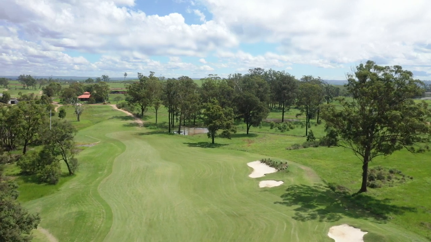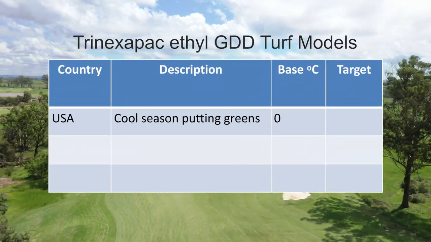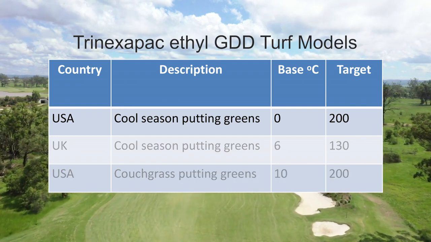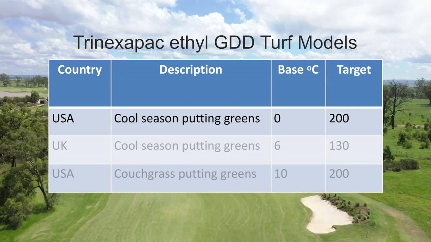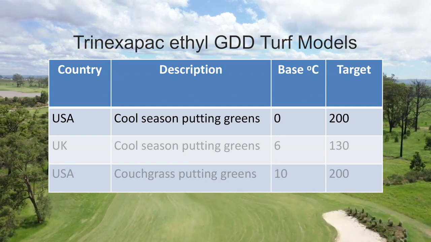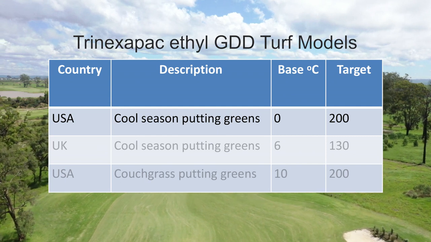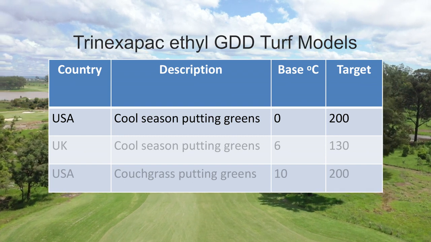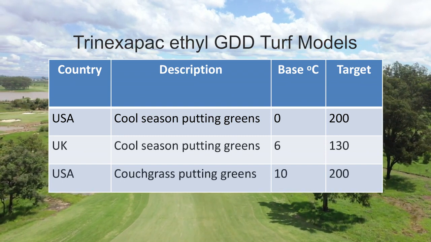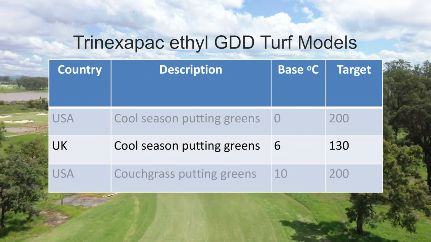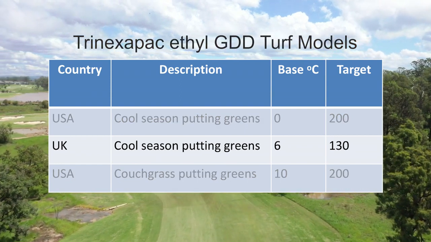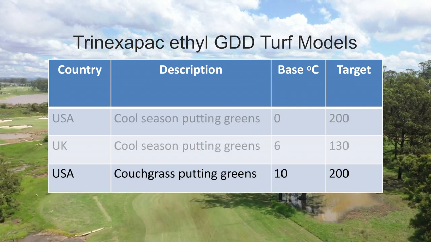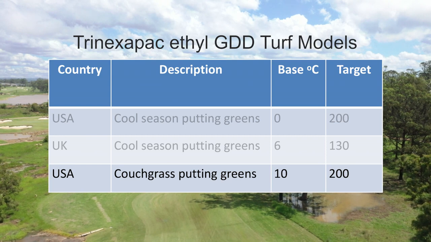For example, here are 3 models all designed for a growth regulator on putting greens. First is a model from the USA, commonly used in Australia for the use of Trinexapac-ethyl on cool season putting greens, with a base temperature of 0. When the accumulation of growing degree days hits 200, that is the time to apply the product. The same model in the UK has a base temperature of 6 and a target of 130 growing degree days. And finally, another USA model for warm season couch grass putting greens, which has a base temperature of 10.